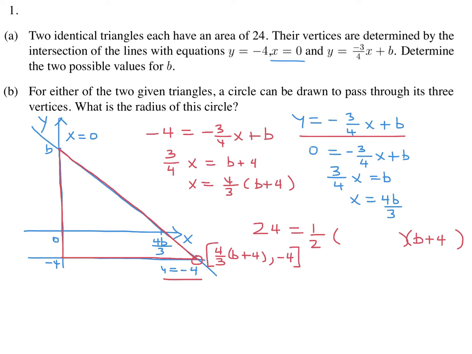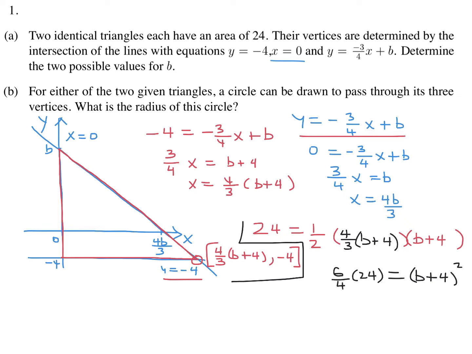So we substitute that back into here. This distance right here, which is the base of that triangle, is 4/3 (b plus 4). And then I think this will be sufficient to solve for b. We have b plus 4, two of them, so that'll be (b plus 4) squared, and then this will be 4/6. If I cross multiply, it'll be 6/4 times 24. 24 divided by 4 is 6. 6 times 6 is 36.